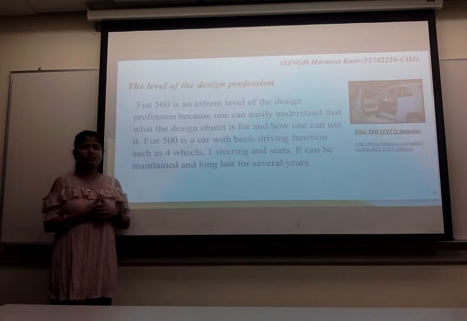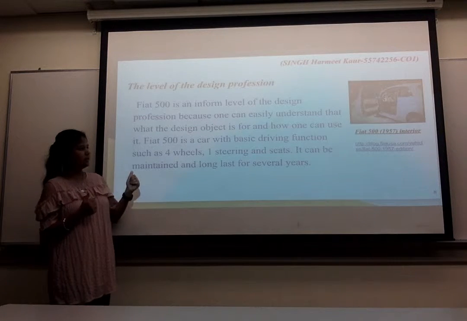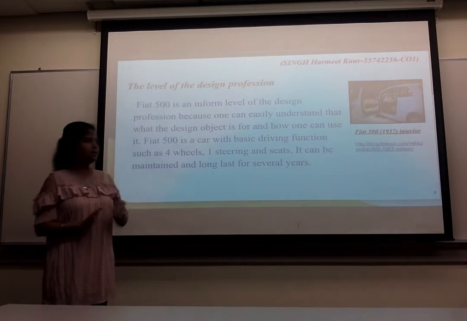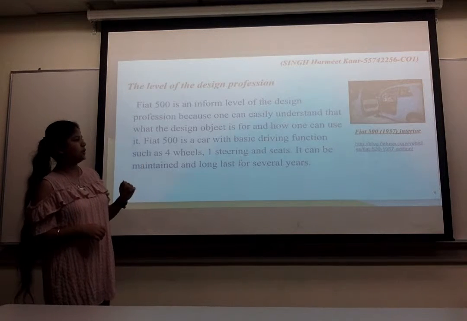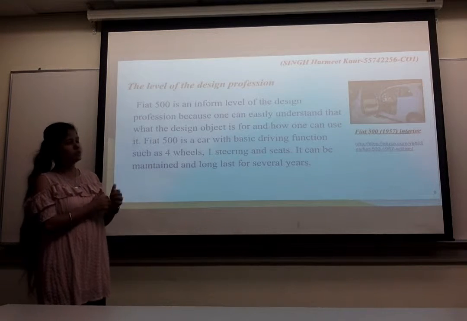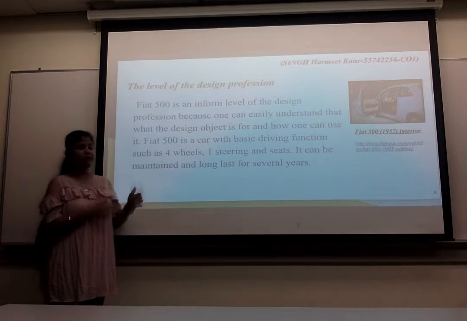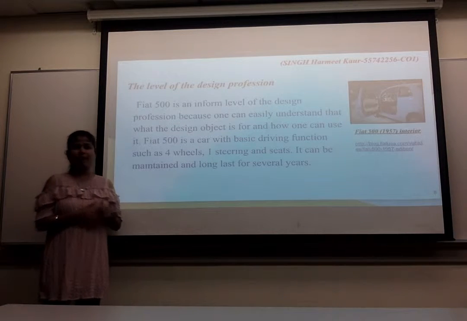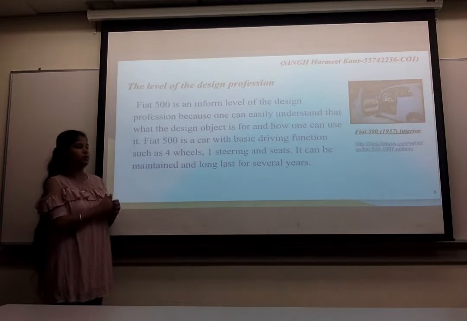Then the level of design profession, and we can think like what we can think of by seeing that car, by seeing that object. Let's not consider it a car, let's see it as an object. So anyone can tell it has a steering, seats, doors, wheels. So it should be a car, right? And by that we can say that the Fiat is an informed level of design profession, because everyone can understand what it is and what we can use it for.